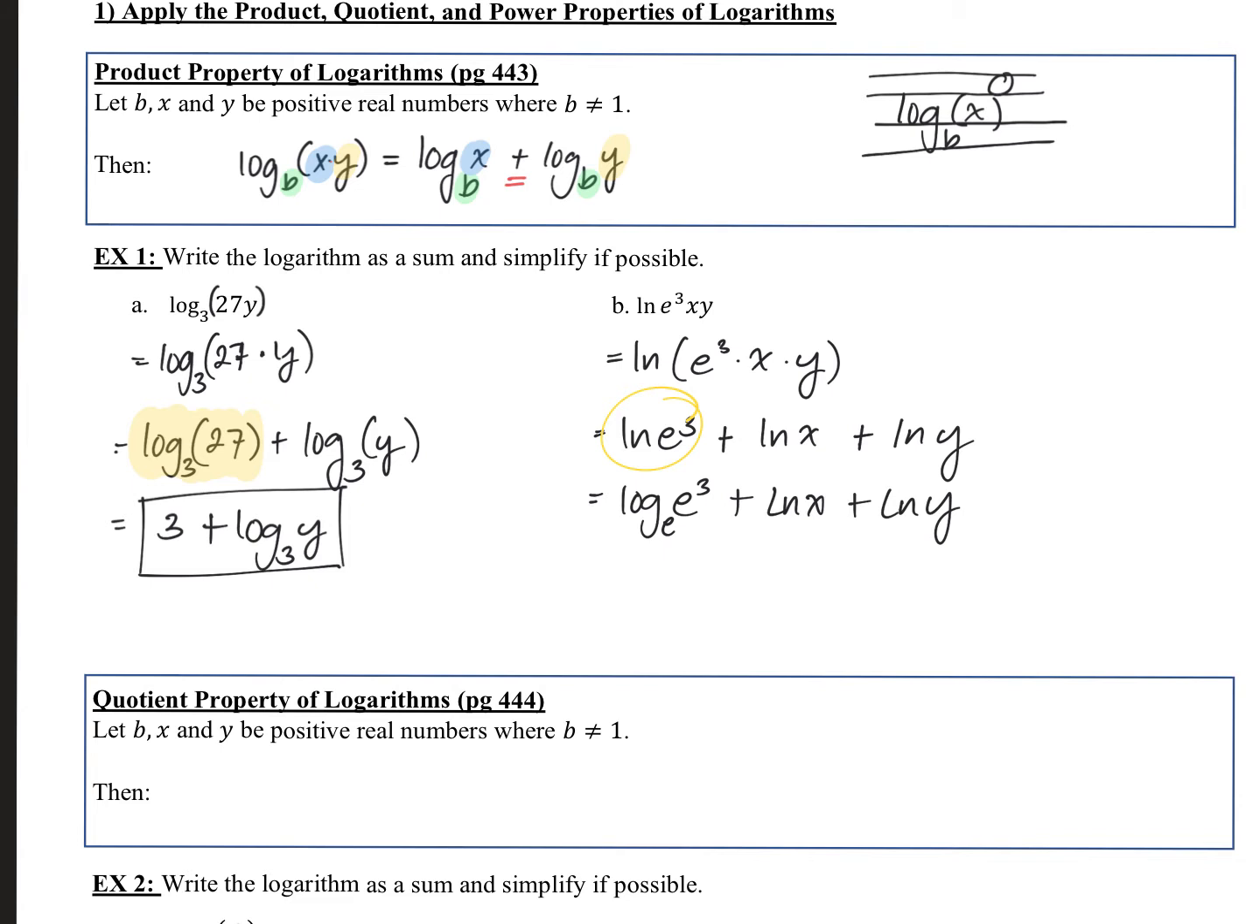Once again, as I mentioned before, if you use the scripted n for ln, that's fine, or if you use the capital ln, that's fine. I've seen either one used. Those are both fine. Okay, so simplifying this, the e's sort of, as you would say, cancel out. We're left with 3 plus ln x plus ln y. And there is our answer.